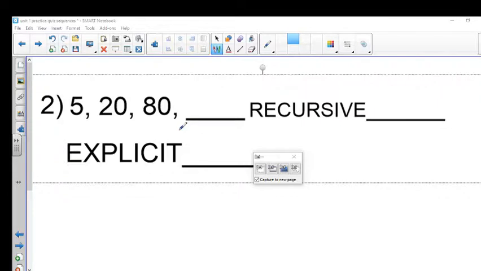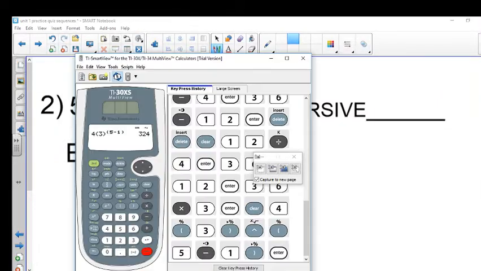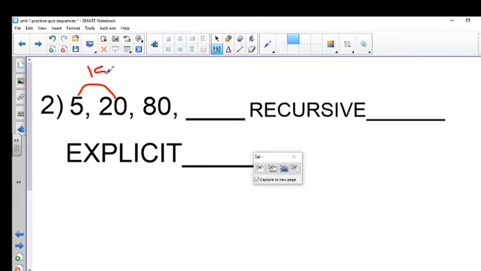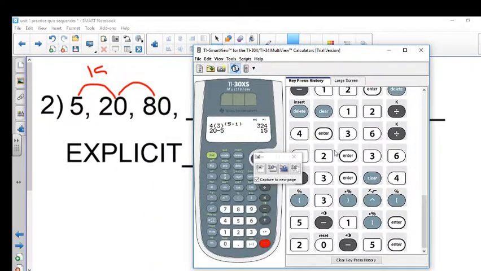Okay? So we come here, we take this number and subtract it from that one. So we basically are looking at 20 minus 5. Okay? We got 15. Okay? Let's see if we're going to get 15 here. You should automatically be able to look at it and know 20 plus 15 is not going to give you 80. But if you can't, that's fine. That's what the calculator's for.